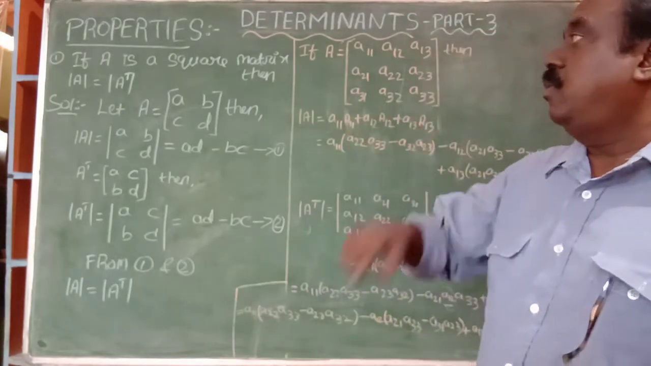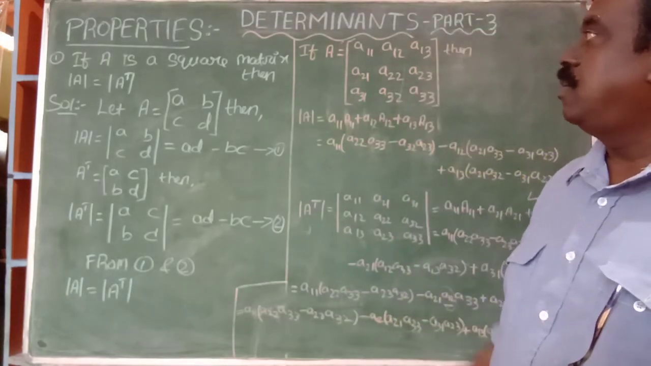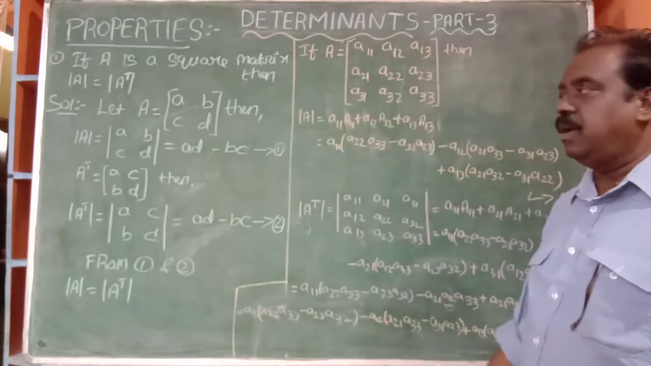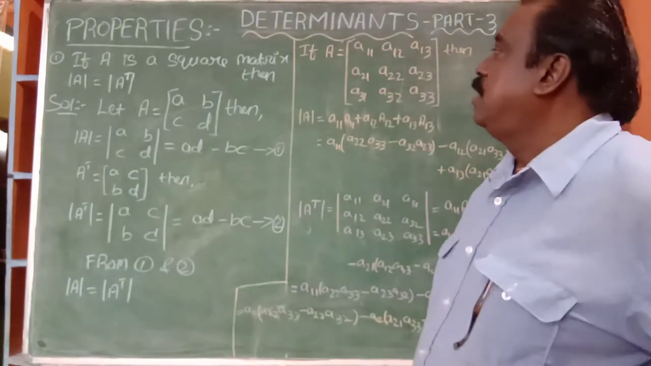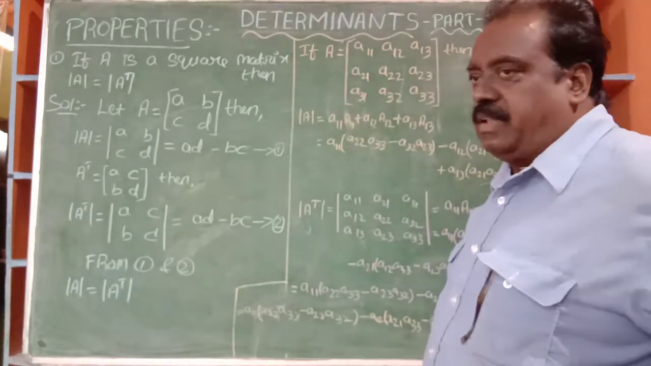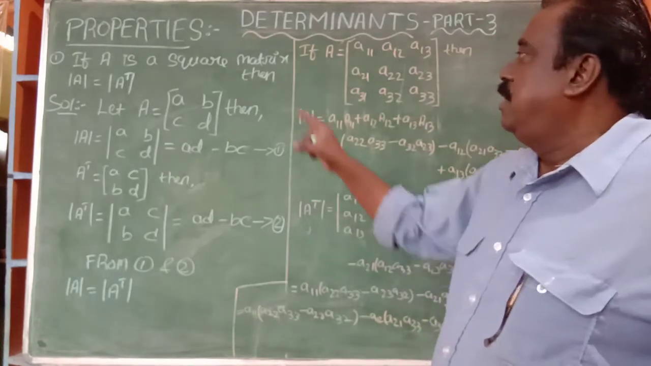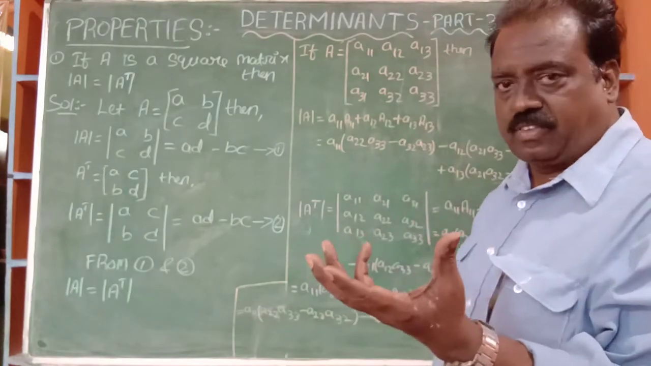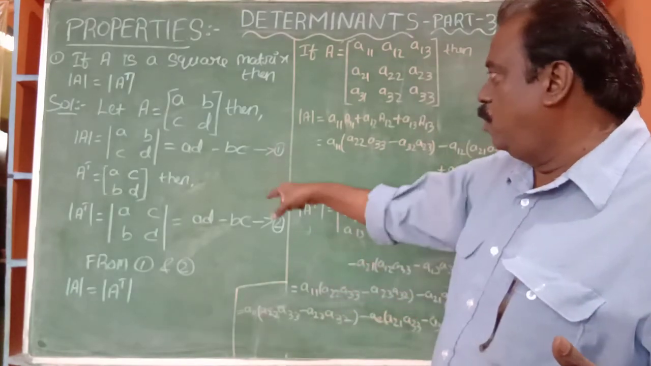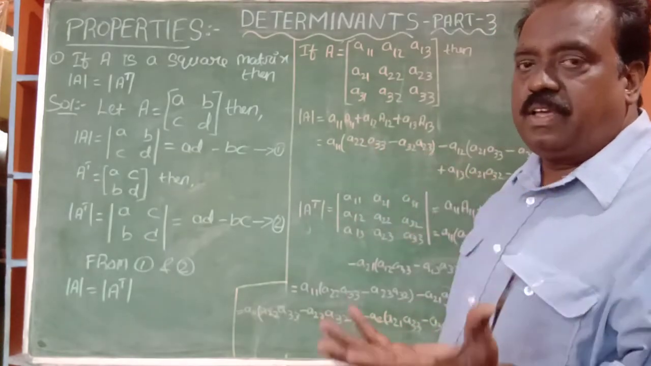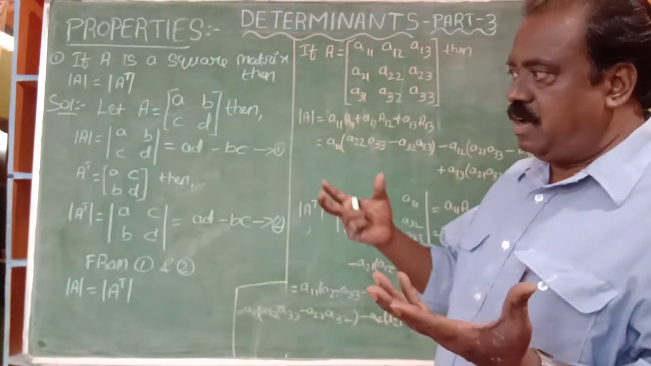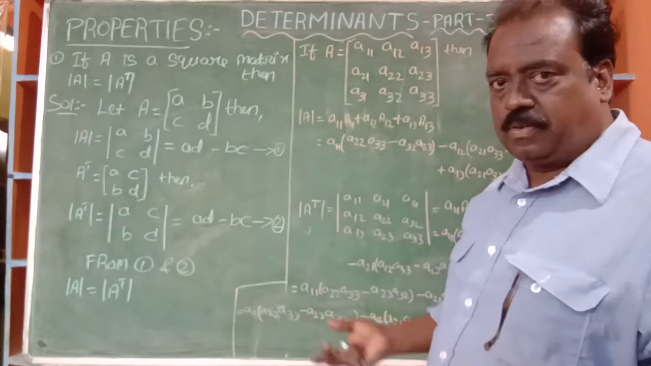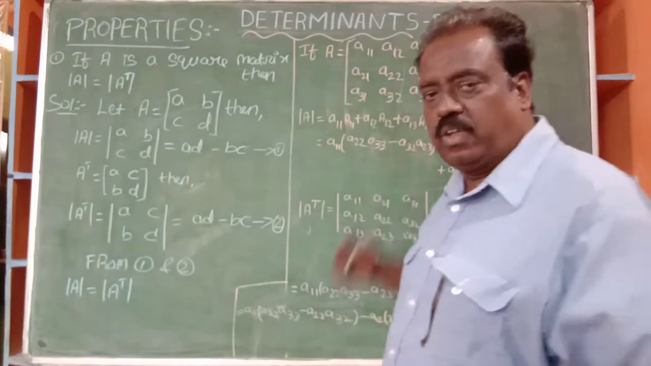Now we are going to look at the properties which are related to determinants. Okay, now the very first one: if A is a square matrix, then determinant of A is equal to determinant of A transpose. Suppose A is a 2 by 2 or 3 by 3 matrix. Both are solved here. If A is a square matrix, A transpose is also there, then the determinants of A and A transpose are both the same. We have to prove it.